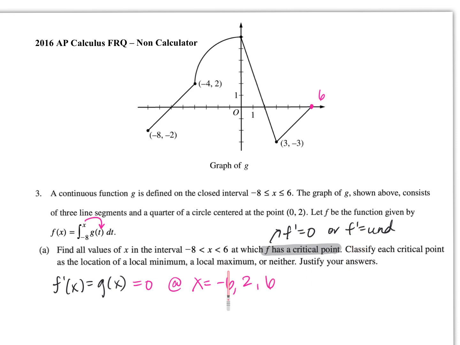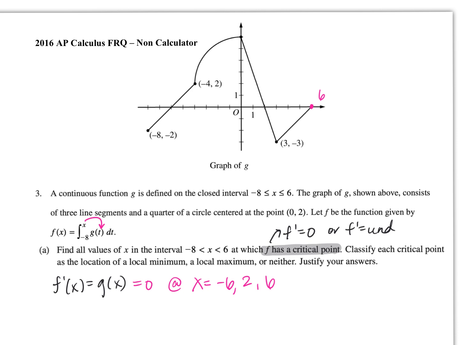Would you say my f prime or my g is ever undefined? Undefined means that we'd have to have a hole or a discontinuity or anything like that. I mean, they said right here it's continuous. G is continuous, so it's never undefined. So these are just my 3 critical points that we've got to look at as local mins, maxes, or neither.